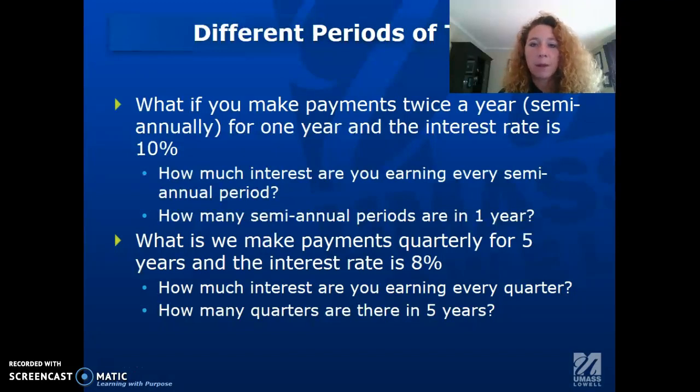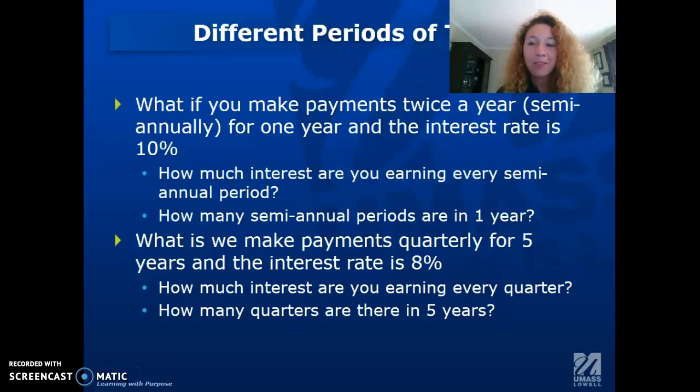So this is just something I'm making up. Okay, so what if we make, and we'll just think about this logically, what if we make payments twice a year? So we're going to make our payments semi-annually for 1 year, and the interest rate is 10%. Now, interest rates are always given in annual interest rates, just so you know. They're always annual, unless it says 10% per day. That would be terrible. Don't do anything with that, unless they're paying you 10% per day.